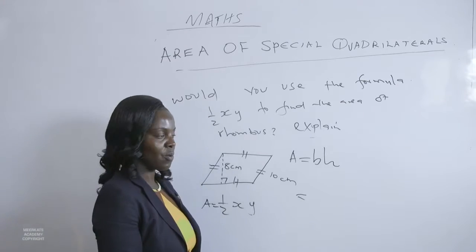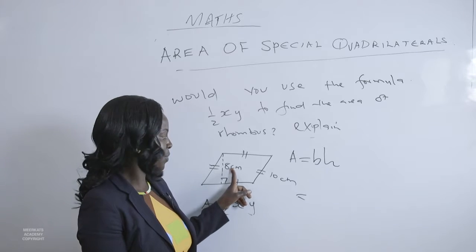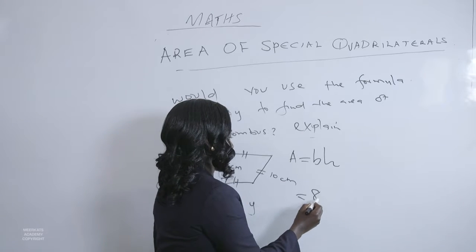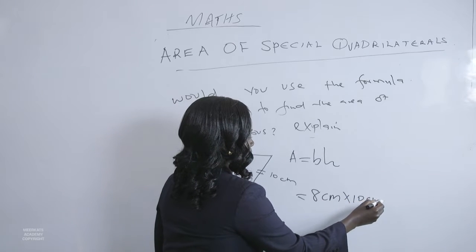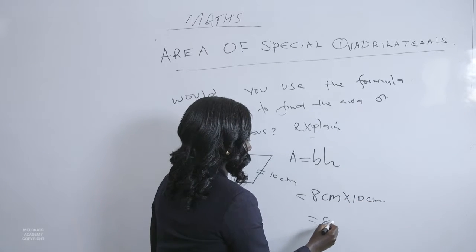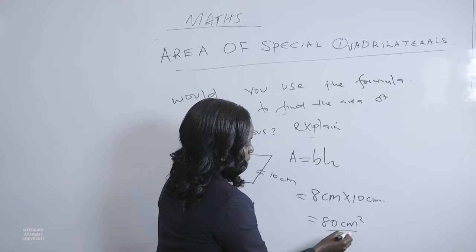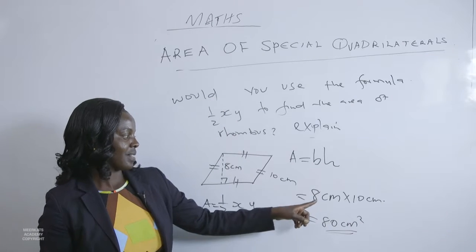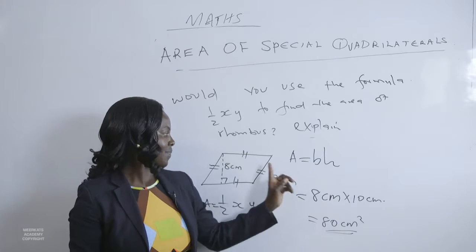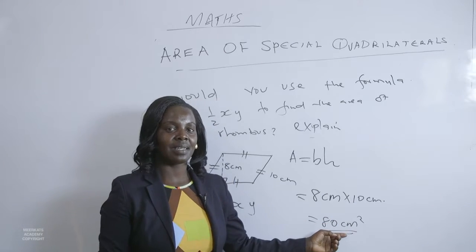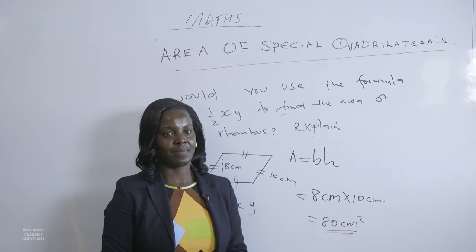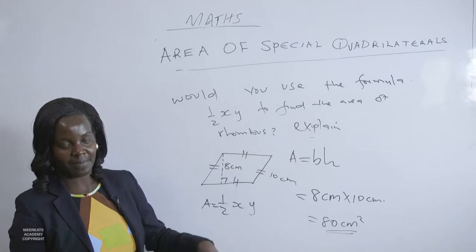So in this case, we only need to substitute the values in the formula. Which will give us 8 times 10, 8 for the height, 10 for the base. That will be 80 square centimeters. That will be the area of this figure.